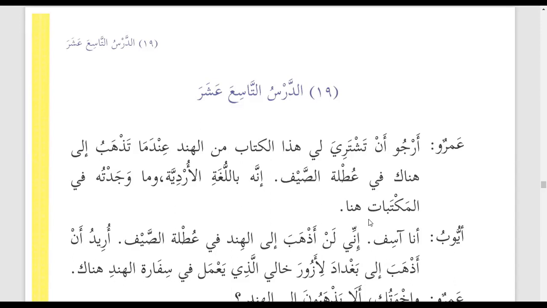Excellent reading. So arju an tashtariya. Because of an, the ending has fatha, right? So I request that you buy, an tashtariya li, for me. هذا الكتاب, this book, because it is maf'ul bihi. After tashtariya, you buy, the noun that follows it will be mansub. هذا الكتاب من الهند, from India.